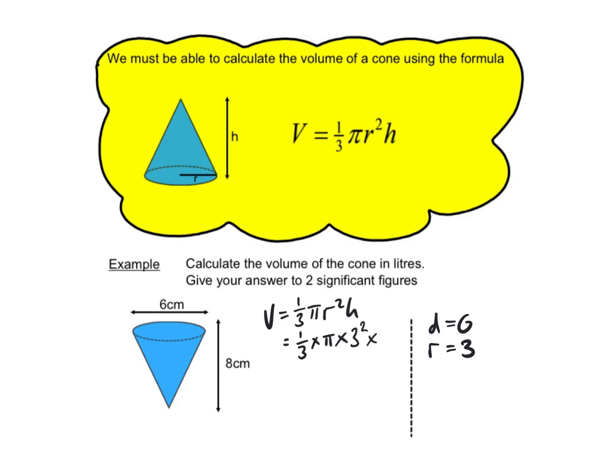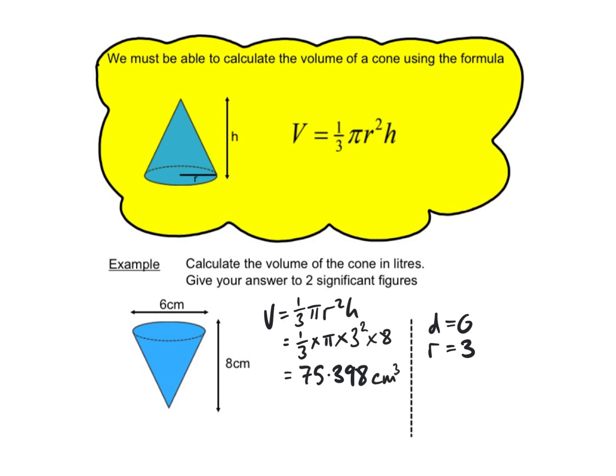Now, the height of a cone will always be measured from the centre of the circle straight up to the point at the top, and that is going to be, in this case, 8. So 8 goes in there. When you're typing this into your calculator, some calculators will have a fraction button, so you can make the 1/3 look like that. But a quicker way to do it is just type 1 divided by 3 times pi times 3 squared times 8, and that gives us 75.398, and that is in cubic centimetres.